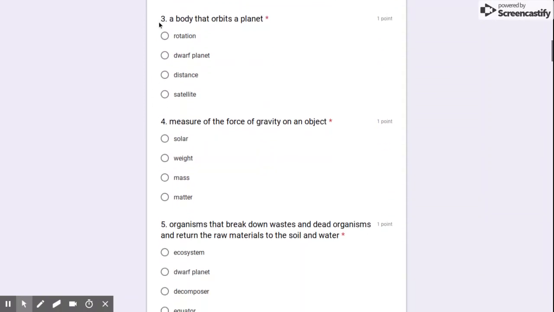Number 3. A body that orbits a planet. Rotation, dwarf planet, distance, satellite.